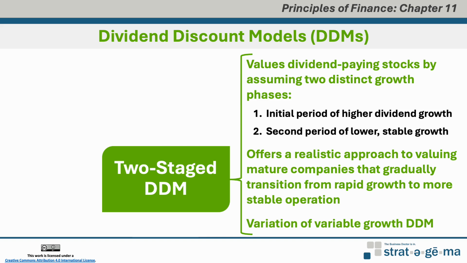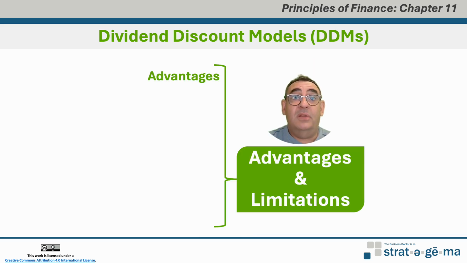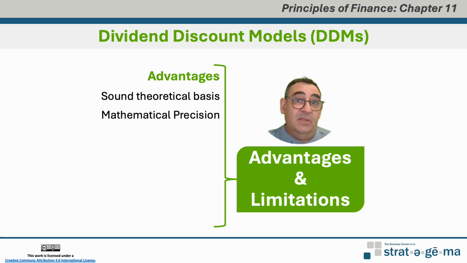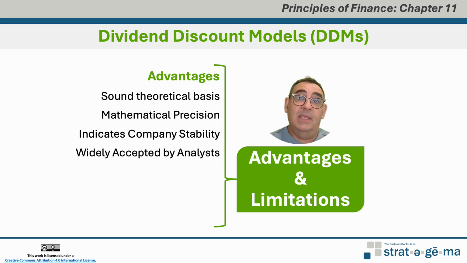In terms of advantages and limitations of dividend discount models, well, in terms of advantages, there's a sound theoretical basis for them. They're mathematically precise. There's no subjectivity around them. They're very objective. They can indicate the company's stability, and these are used all the time. So why are they accepted?